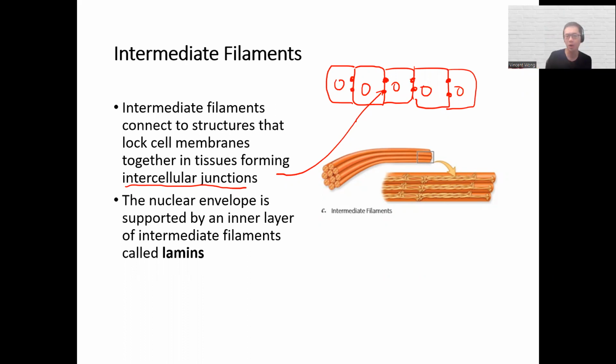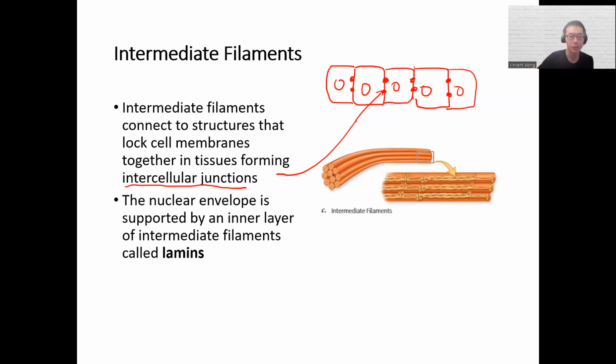Sometimes we do want things to pass through, like when you're filtering your blood. We do want them to be able to leak out, and those are places where you don't need to have tight junctions. In addition to between cells, they are also important for providing structural support for some of the organelles.